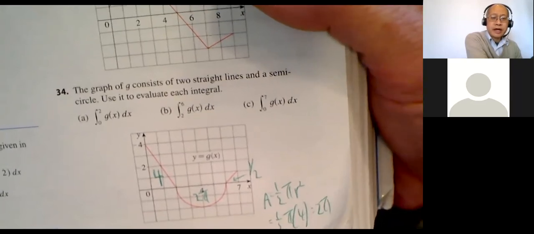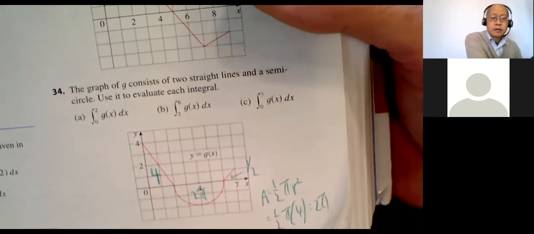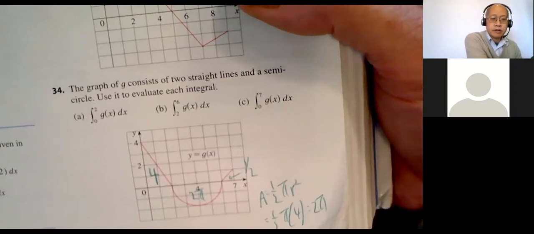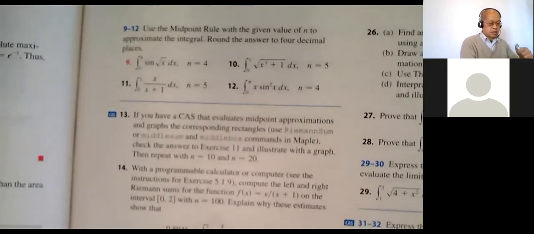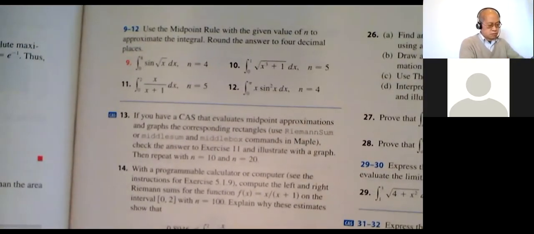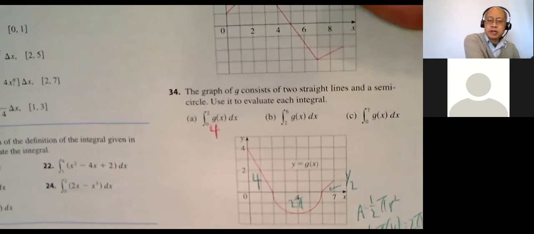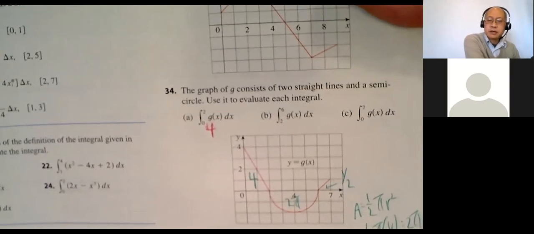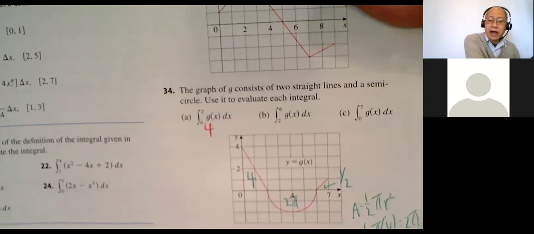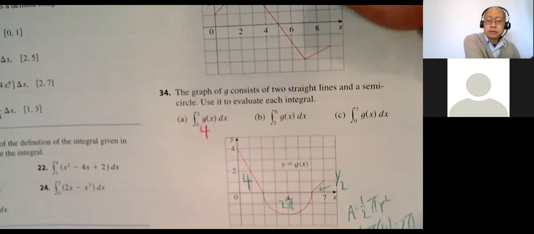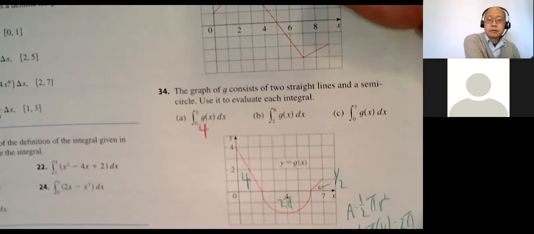Okay, so what's the answer to A? Then you go from 0 to 2. What's the signed area under the curve? It's 4, right? So this is definitely 4. How about B? Integral from 2 to 6. Right? The area is 2 pi, but it's all below the x-axis. -2 pi.